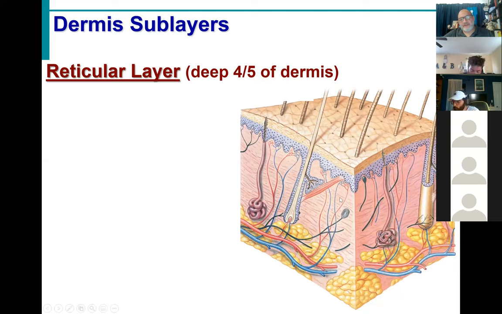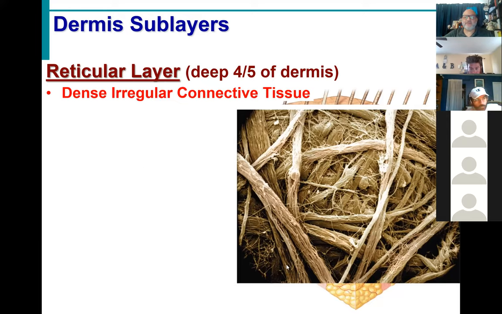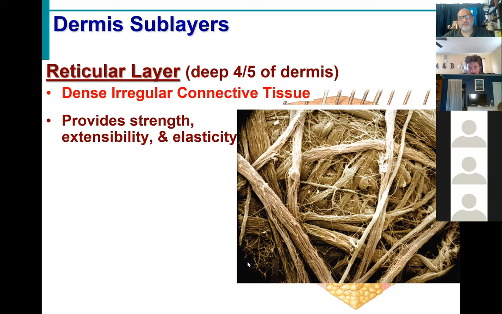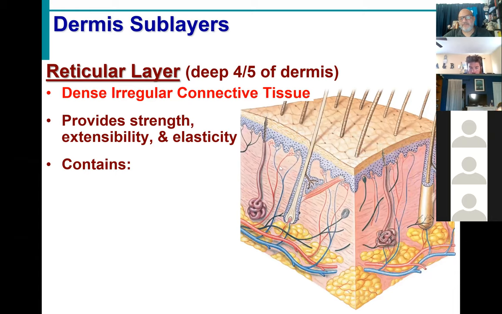But as we look at our illustration, we can see that there is still room for other stuff inside of here. Again, I love this electron microscopy view from your textbook. Notice here with our reticular sublayer, we see all of those massive numbers of collagen fibers at all sorts of different orientations, giving us that strength, that extensibility, and that elasticity to the skin. But notice there are some other things in here as well.